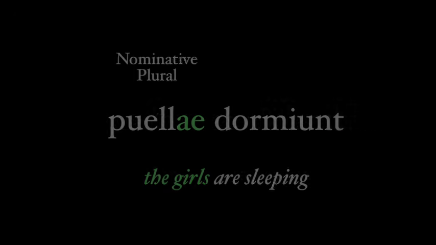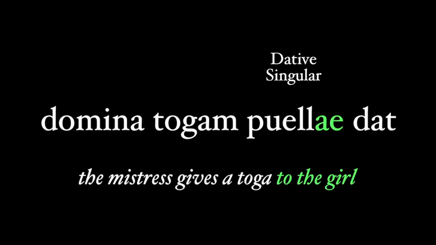But we can change it around. Domina togam puellae dat. The verb dat, gives, is key in making us see that puellae is dative. First off, dat is singular, so puellae can't be nominative plural, since the verb and the nominative must be the same number. Second, the meaning gives expects a dative. The mistress gives a toga to the girl.